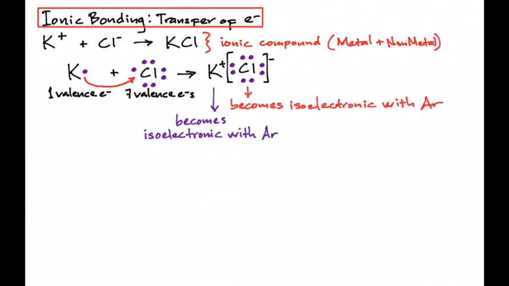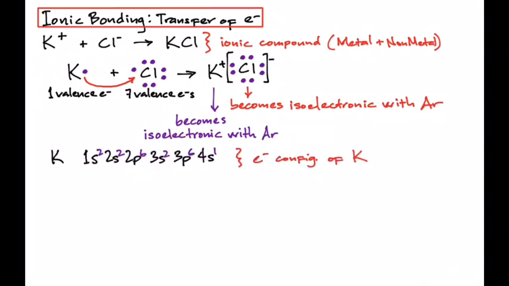So now both of these ions, the chloride and the potassium ions, are isoelectronic with the noble gas argon. So that means that they have the same number of valence electrons, the same number of total electrons, and the same electron configuration. And that basically makes these ions stable because they are now isoelectronic with the noble gas.